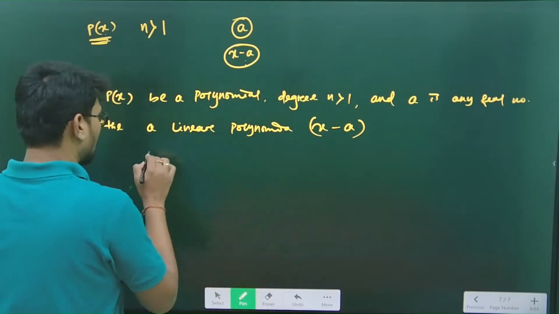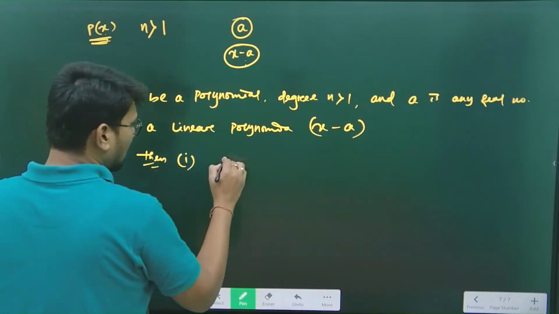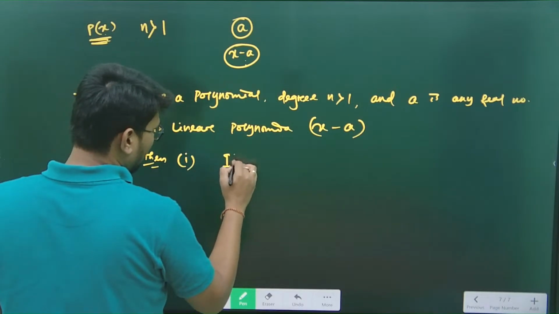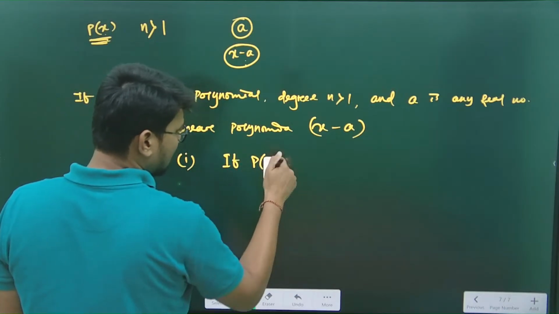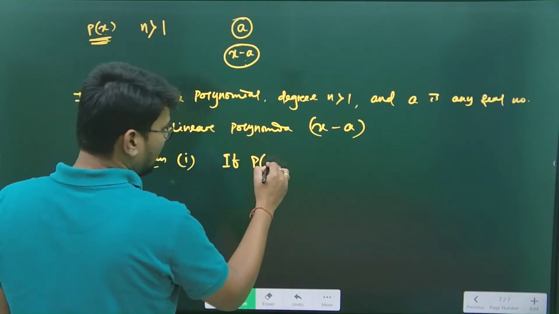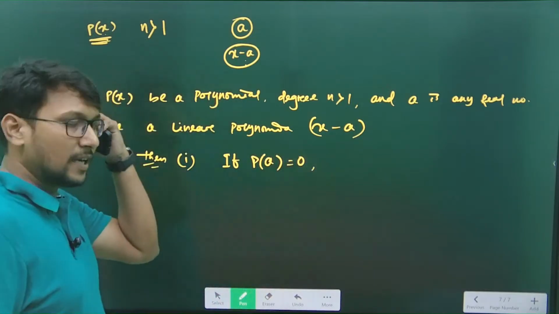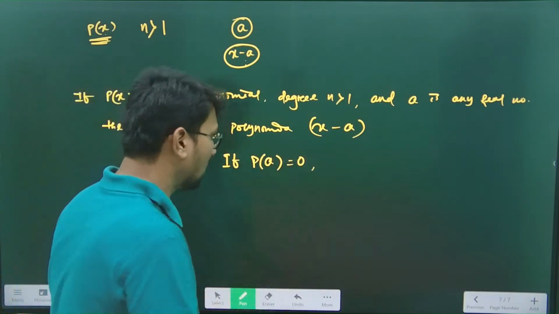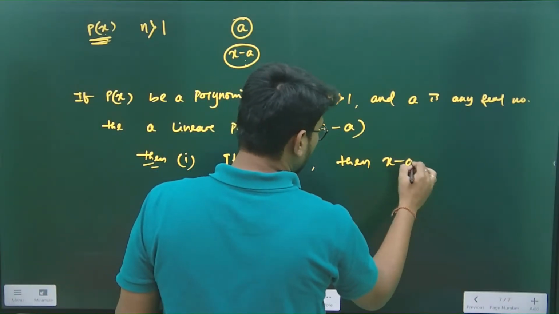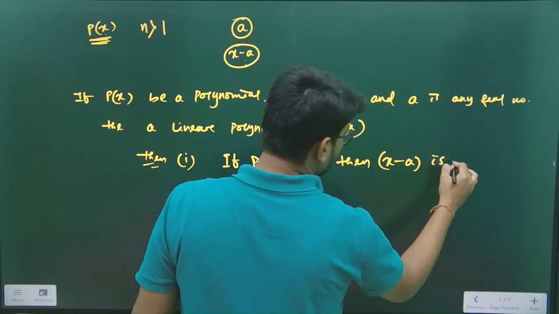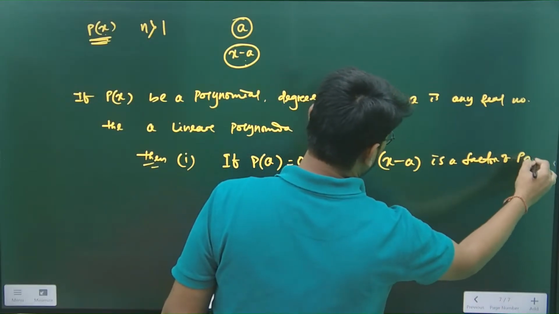So then what happened? First, if P of X is the polynomial and if P of A equals 0, meaning the remainder is 0, then X minus A is a factor of P of X.